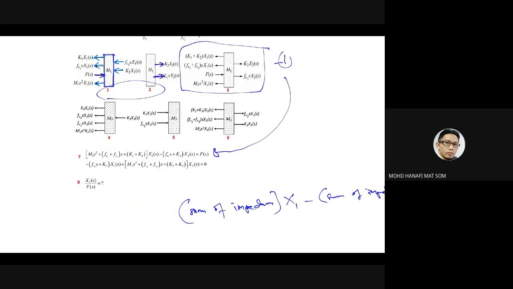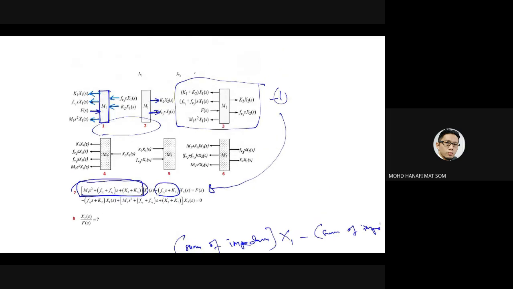Okay, so this is actually the sum of impedance due to the motion of M1, which basically you have the spring, all the frictions, the viscous damper, and the mass M1. And then minus the sum of impedance due to the motion of M2, which is this one, FV3 S plus K2, of X2, equals F of S. Similarly, you can find the next equation.